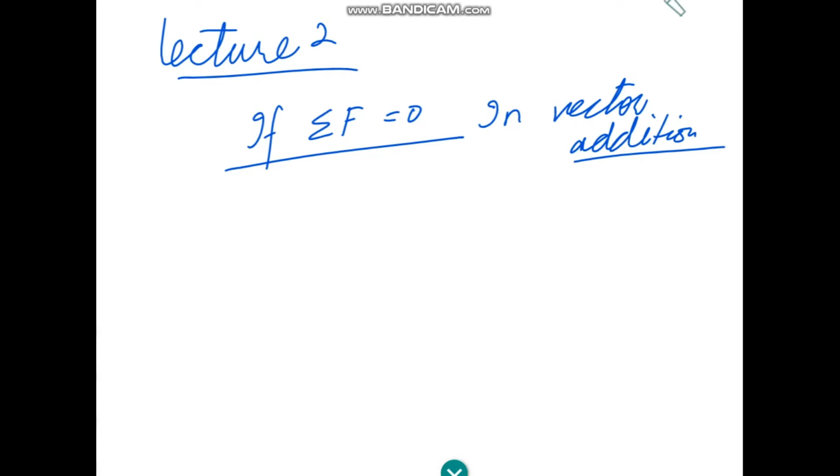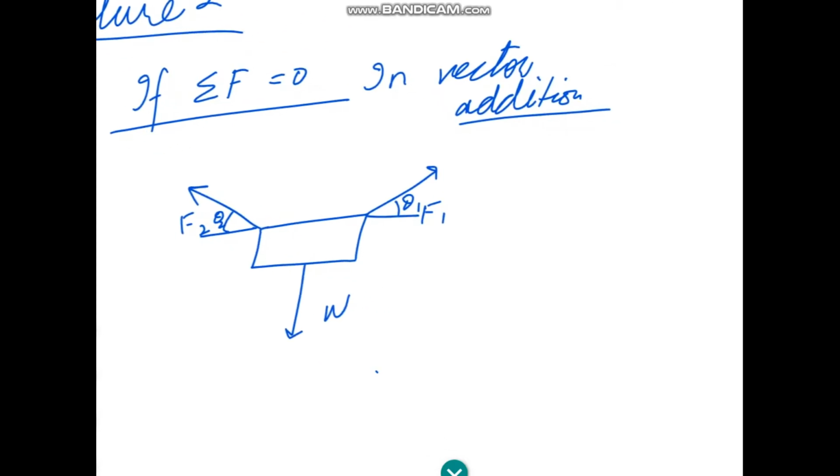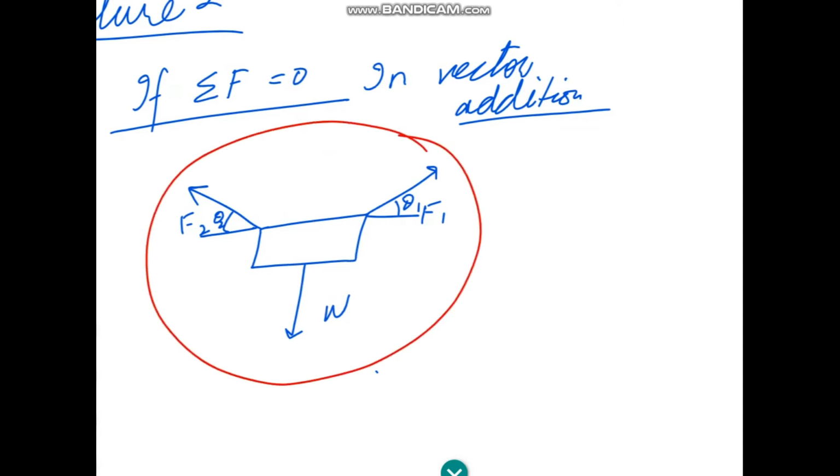So we are going to see different cases in this category, but you need to remember that in the previous video we discussed that, let's say we have a weight and two forces acting on it, F1 and F2, and they are making angles theta 1 and theta 2 with the given x-axis. But we are not sure how we can prove that this sum of the forces is 0.